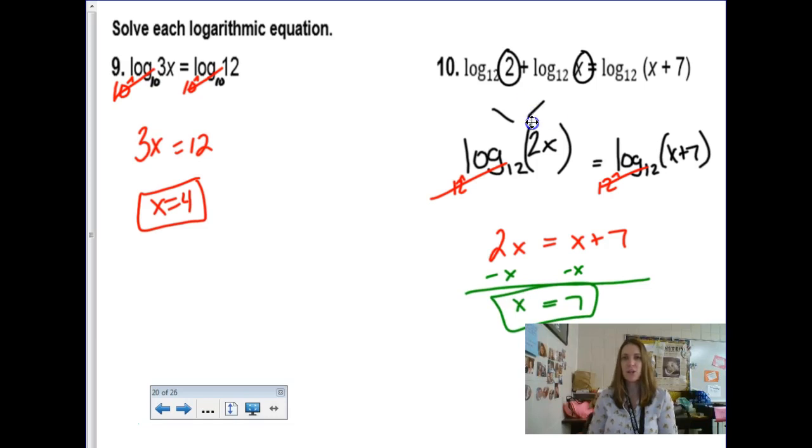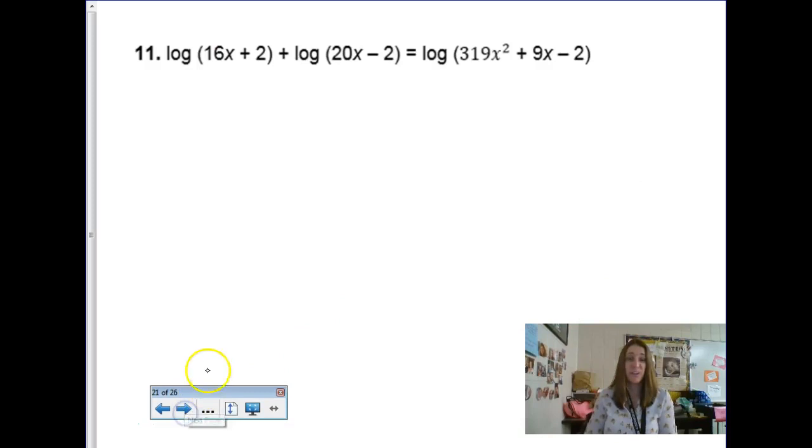So once again, I just got to go back and make sure when I plug in, I don't ever take the logarithm of something negative. If I do, I have to cross off that solution, and it is extraneous.